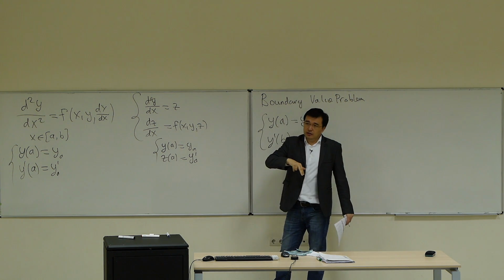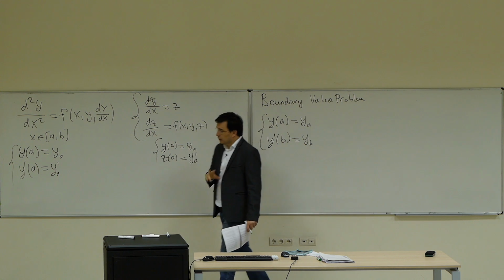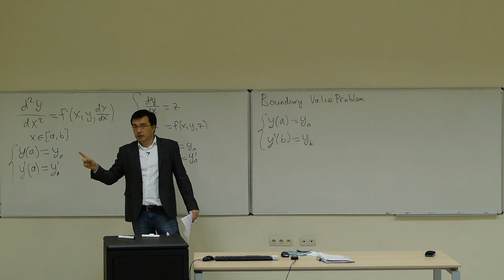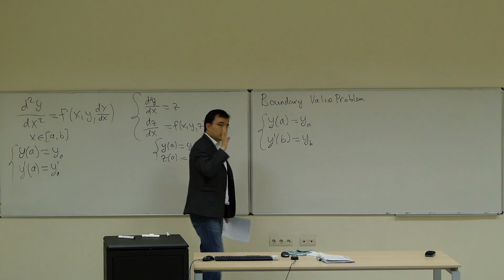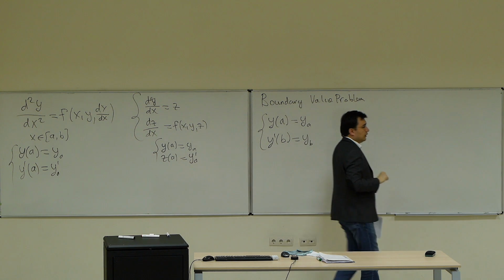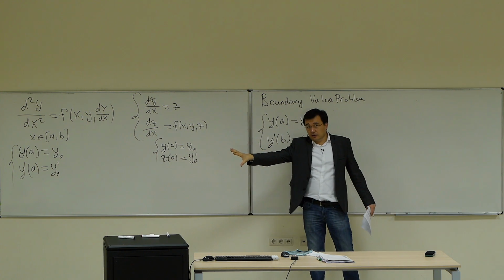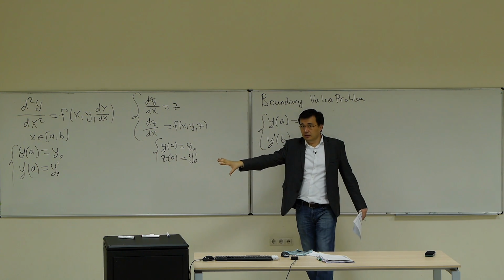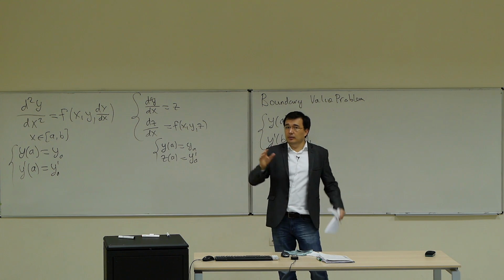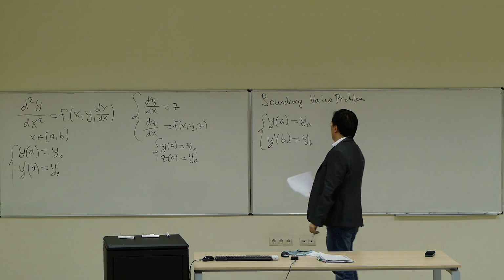If you had a system of three equations, we would need three conditions. In that case, two conditions can be given on one boundary. One condition can be given on another boundary. Okay? So part of the conditions are on one boundary. The remaining conditions are on the other boundary. That's why it is called boundary value problem. Conditions are given at the boundaries.